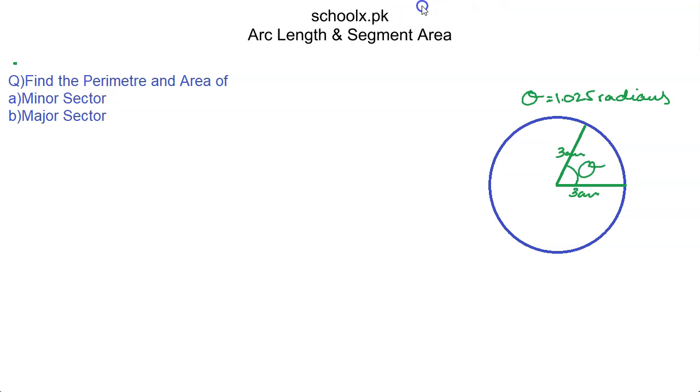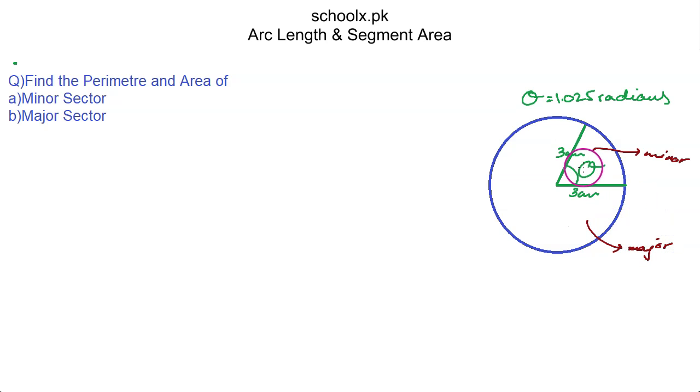Let's say I have the circle. The radius of the circle is 3 cm and the angle is in radians, which is 1.025. They have asked me to find the perimeter and area of the minor sector and the major sector. So perimeter is the sum of all sides. Now doing part A, we need to find the perimeter first of the minor sector. Perimeter will be this plus this added to this arc length, because this is our minor segment, the smaller one, this is our major segment.